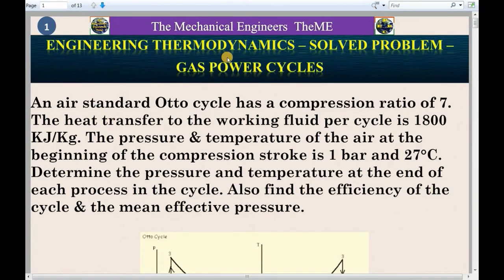Today's topic is engineering thermodynamics. In engineering thermodynamics, I will be explaining a numerical problem from the chapter gas power cycles.